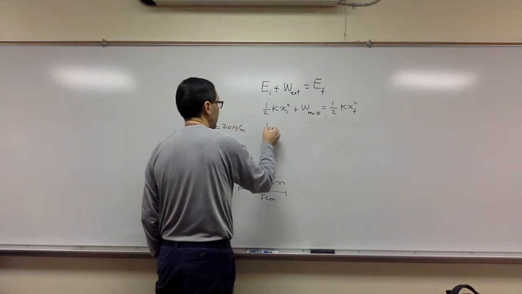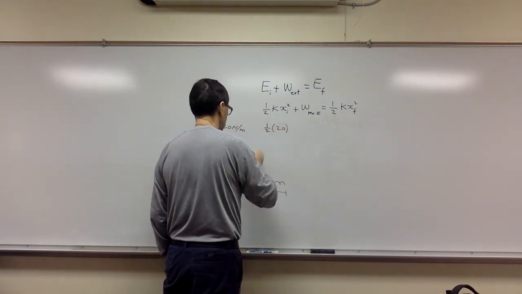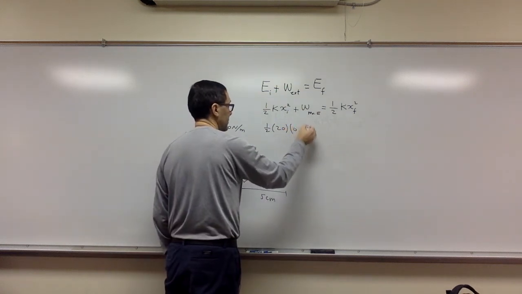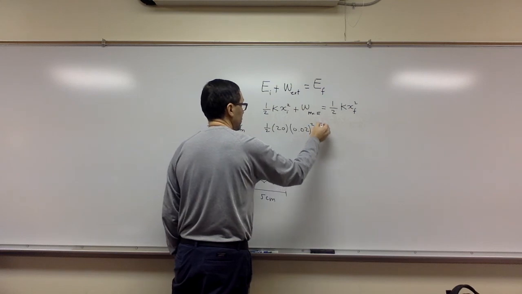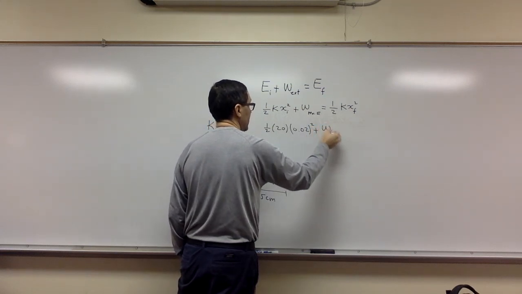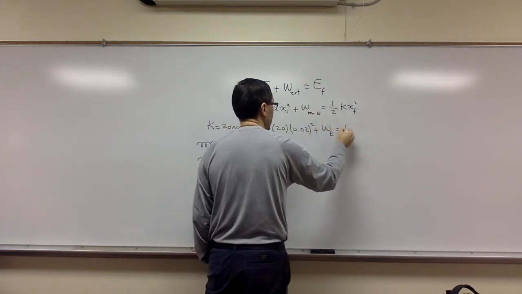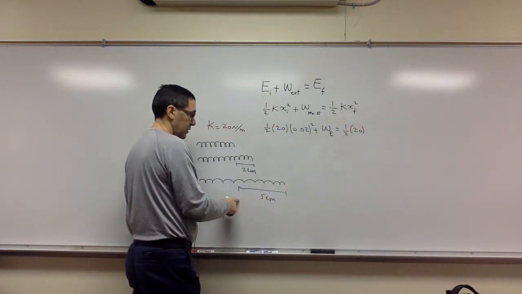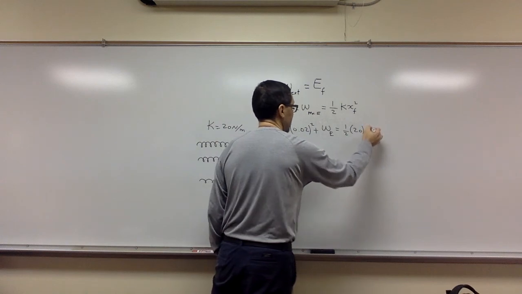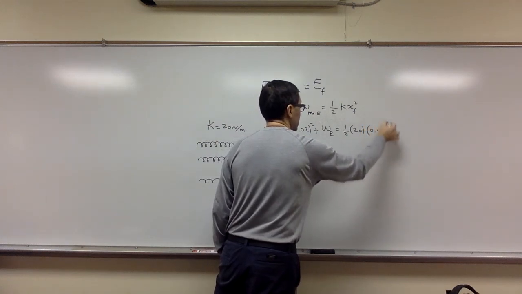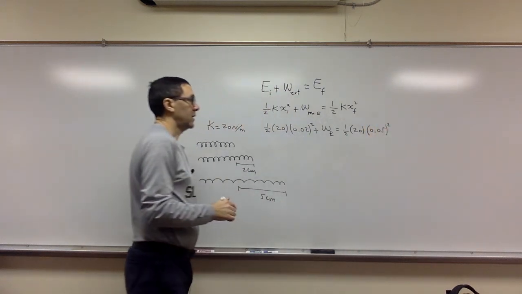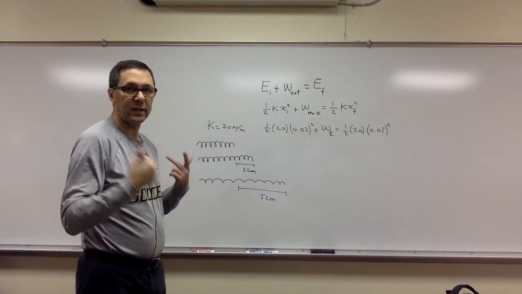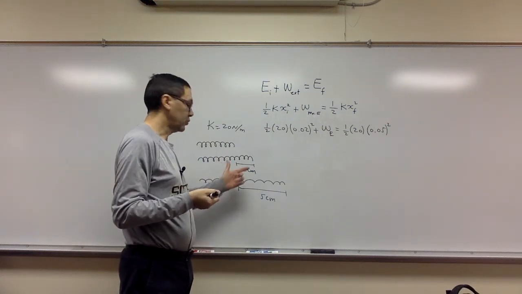So it's going to be half times 20. Now, initially, it's stretched 2 centimeters. Change that to meters. Plus the work done by Mr. E equals half times 20 times the final position, which from the beginning is 5 centimeters, right? And you can solve that equation and you would come up with the work that I did to stretch it from 2 to 5 centimeters.